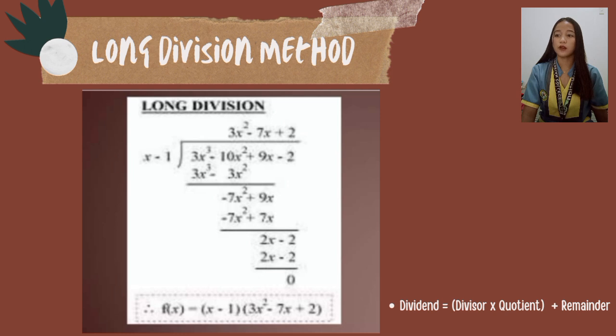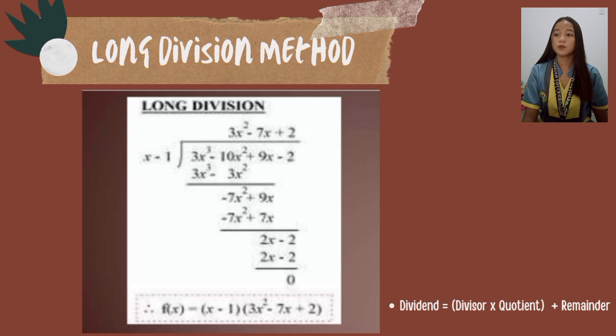So let's get started. First, we will divide the first term of the dividend by the first term of the divisor. So we have 3x cubed divided by x. As you can see, when you simplify x cubed over x, that is x squared. And we will copy the coefficient, which is 3. So 3x cubed divided by x is 3x squared.